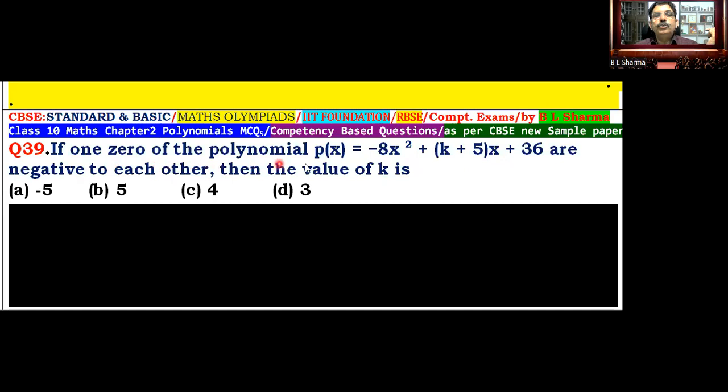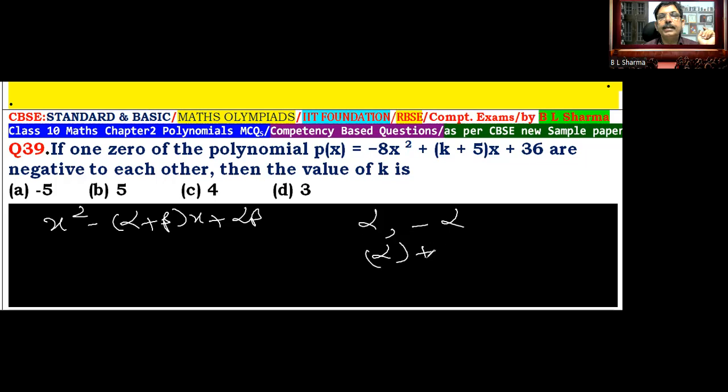If one zero of the quadratic polynomial is the negative of the other, then the value of k is... See here, I am taking one example to explain this question. This is x square minus (sum of zeros) into x plus product of zeros. One zero is alpha, the other zero is its negative. If we add these two, the sum of zeros will be zero.